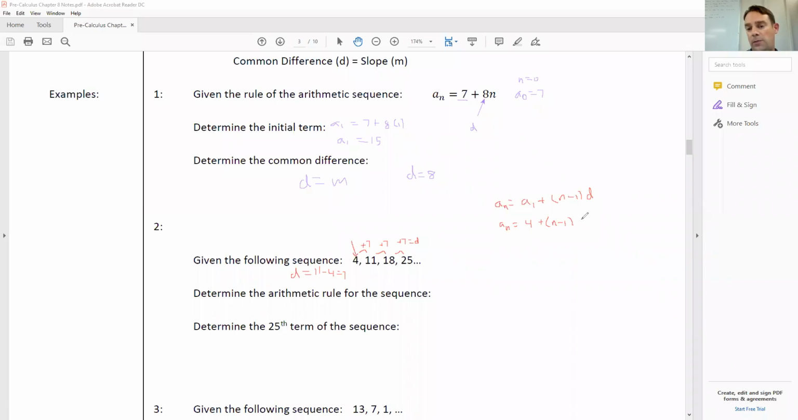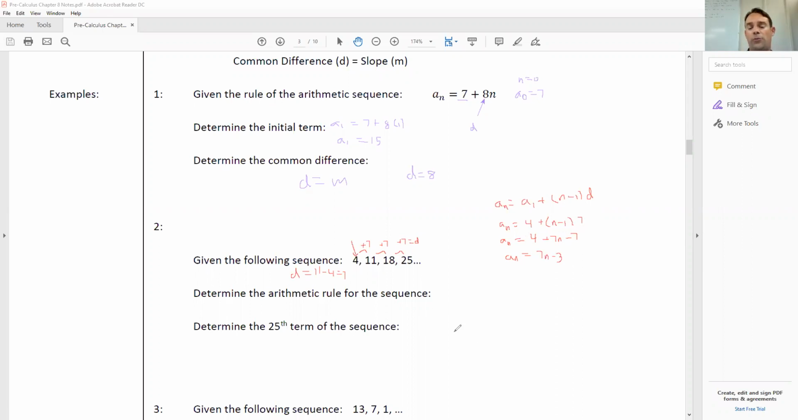We're going to plug that in. So to get my arithmetic rule, or just my sequence rule, I get 4 plus 7n minus 7, and we end up with 7n minus 3. So that would be our sequence rule.